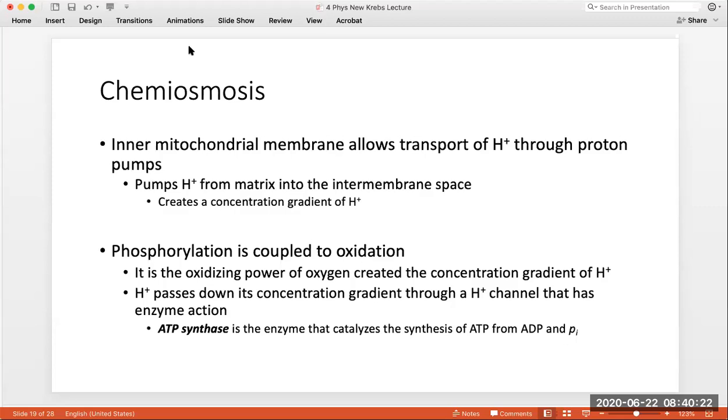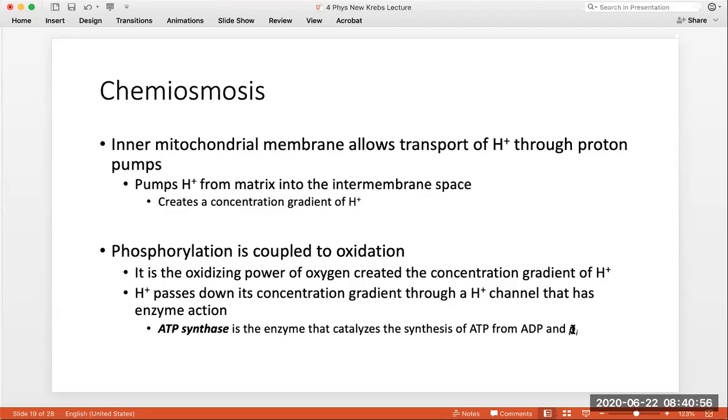So that process is called chemiosmosis. Chemiosmosis is where you couple oxidation to phosphorylation. And again, what's driving this entire process is the electronegativity of oxygen. That is what is pulling the electrons through the electron transport system complexes. 3 of those complexes have pumps associated with them to create that gradient. So ATP synthase is the enzyme that's going to catalyze the synthesis of ATP from ADP and inorganic phosphate.